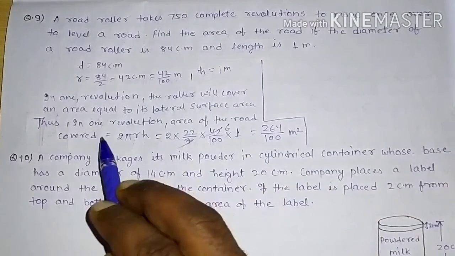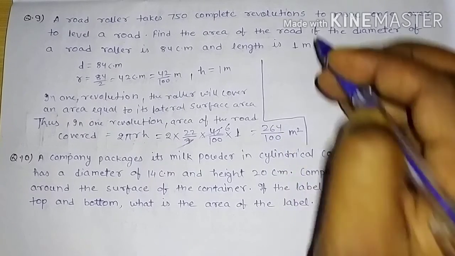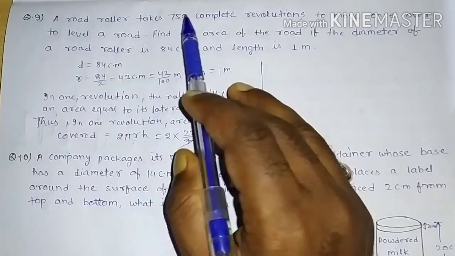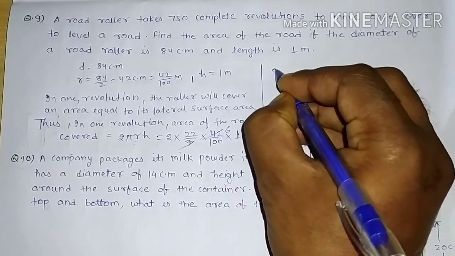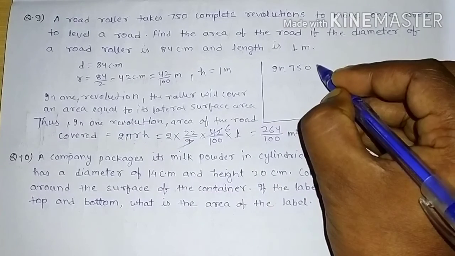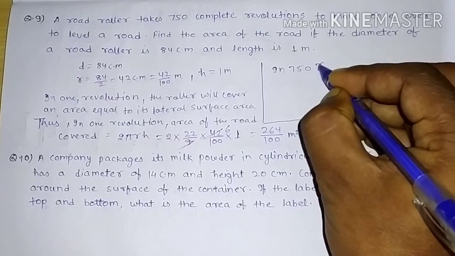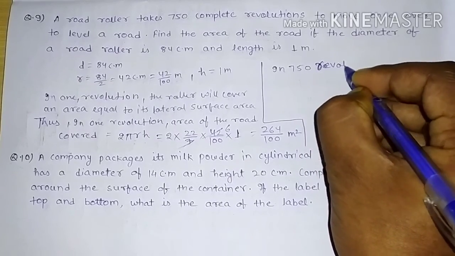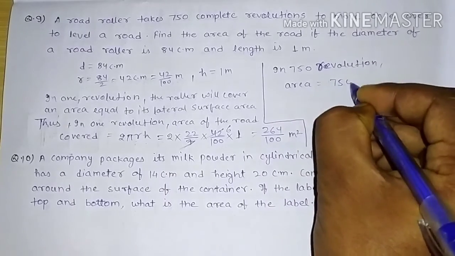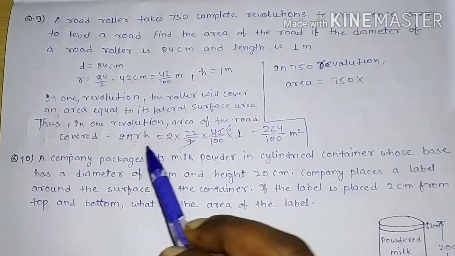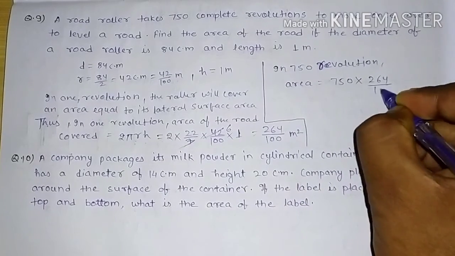Now in one revolution, this is the area the roller will cover. Now in 750 revolutions, the question is given, a road roller takes 750 complete revolutions. That means in 750 complete revolutions, the area is equal to 750 multiplied by the area covered by one revolution, that is 264 upon 100. So it is 264 upon 100.